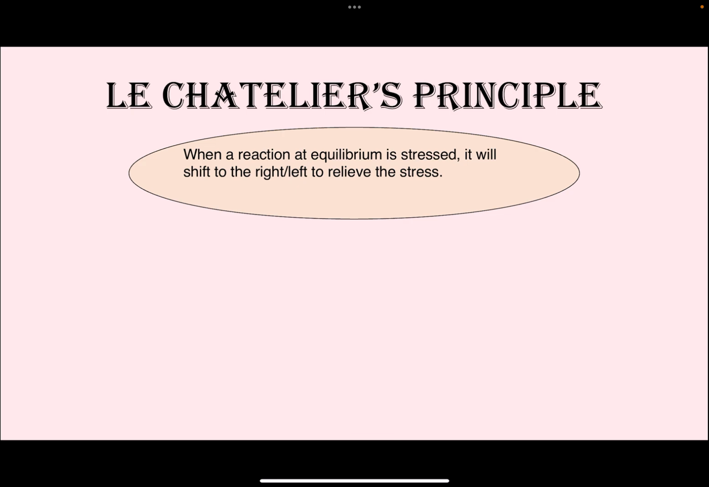So if we are looking at a reaction that has already established equilibrium, but then we stress the system by changing any of the factors, then the system is going to respond to that stress. It will try to relieve that stress by shifting in the appropriate direction. So it will either shift to the right, meaning it's going to increase the rate of the forward reaction, or it's going to shift to the left, meaning it's going to increase the rate of the reverse reaction.